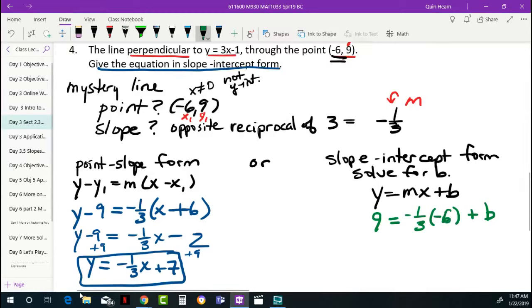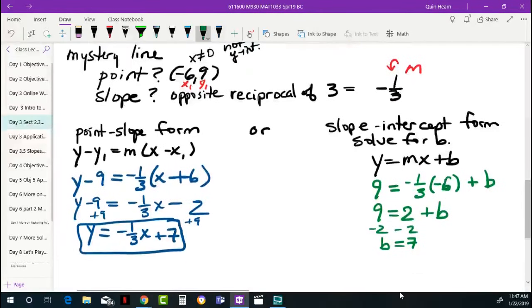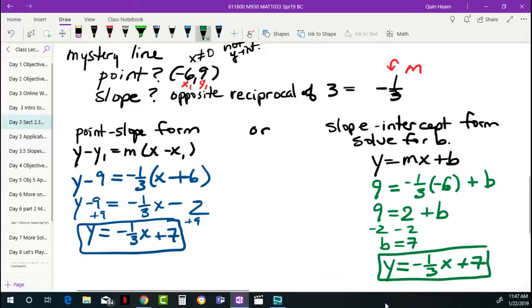Okay, so remember when we multiplied negative 1/3 times positive 6, we got negative 2. It's going to be the same except positive. So 9 equals 2 plus b. Subtracting 2 from both sides, we get b equals 7. So using the slope-intercept form, we have y equals negative 1/3 x plus 7, which is the same thing we got using the other method.